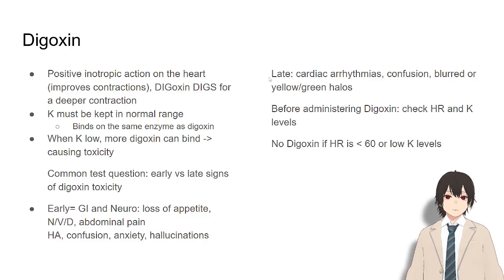But the biggest thing to remember is the yellow-green halos and the blurred vision. That is the number one adverse effect of digoxin toxicity. Just remember that if they clarify between early versus late, you may need to think and dig a little bit deeper in your knowledge, okay?